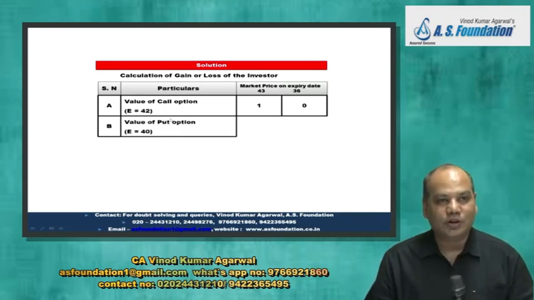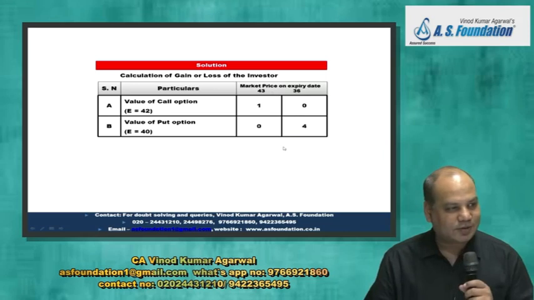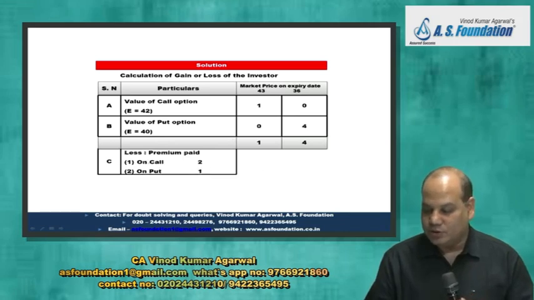Okay, try this one. Value of put option: exercise price is equal to 40, market price is 43. Option will lapse. If it lapses, the value is 0. But in the next column, 4 rupees gain. Total 1 and 4. This is called gross payoff. Gross payoff means before adjusting premium. Point number C.